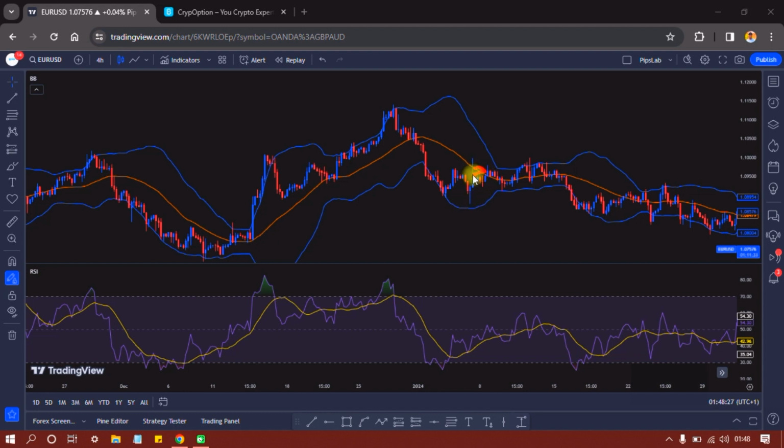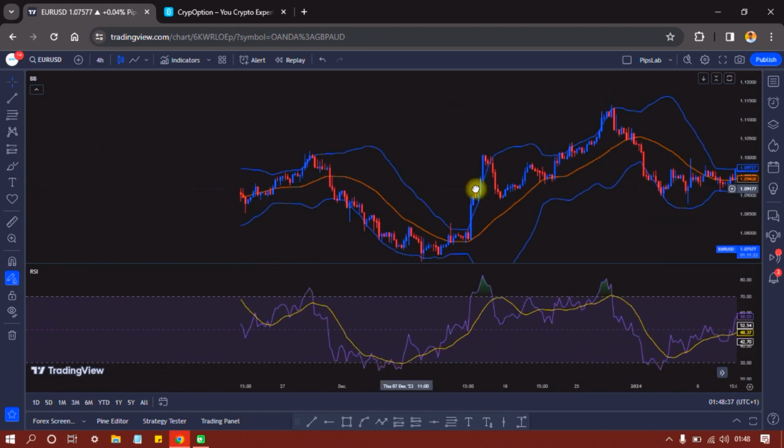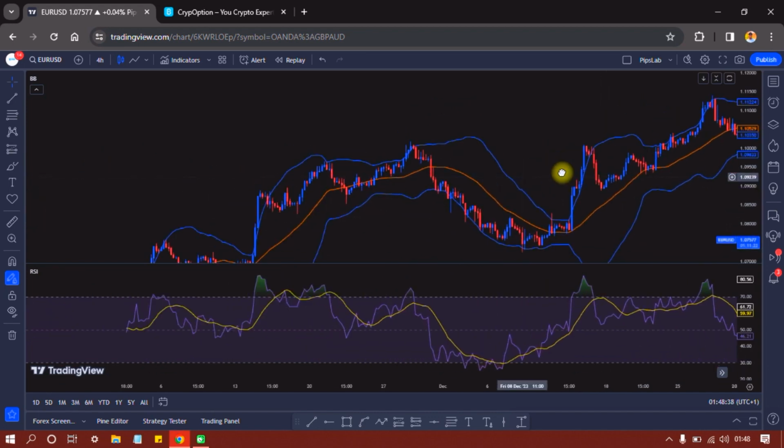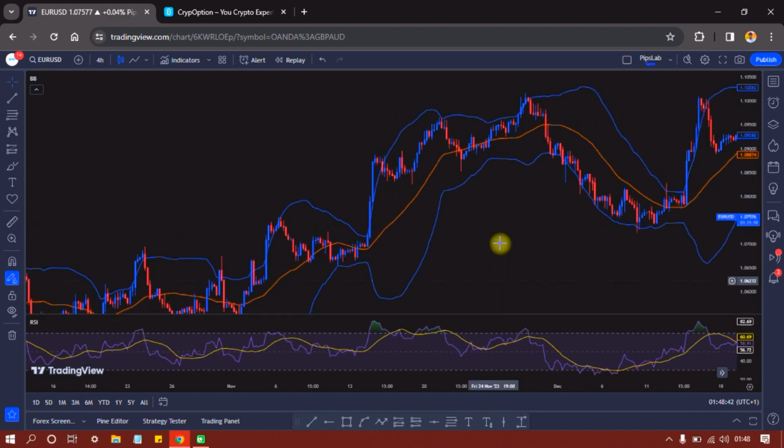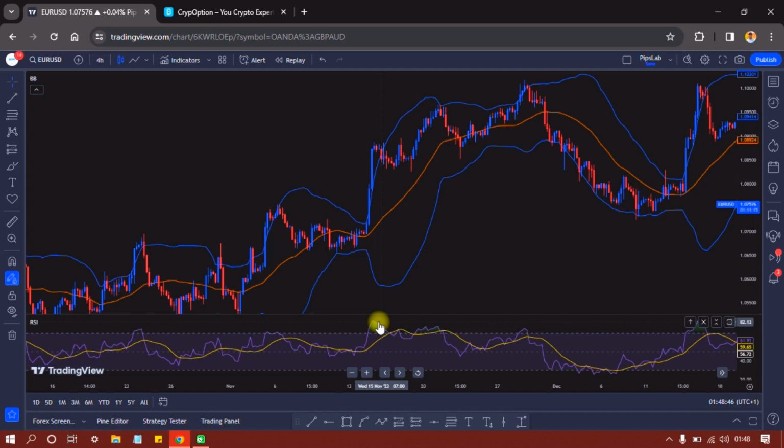Looking at this particular point, you see that price is actually overbought, and price has already tapped on the upper line of the Bollinger Band. But when price has tapped on the upper line of the Bollinger Band, you can see that price still consistently pushes to the upside, which means we still have a continuation in trend. But all you have to do is to wait patiently.